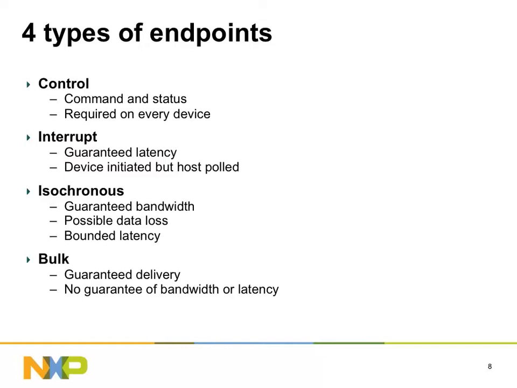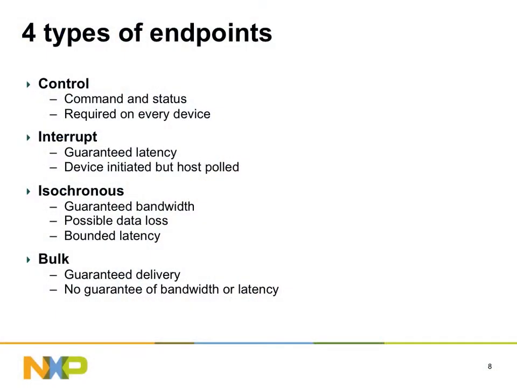There are 4 different types of endpoints. A control endpoint is used for short, simple commands to the device and status responses back to the host. This endpoint is used to send the descriptor back to the host during the enumeration process. All devices must support a control endpoint. Interrupt endpoints are used by devices that require a quick response, like mice and keyboards.